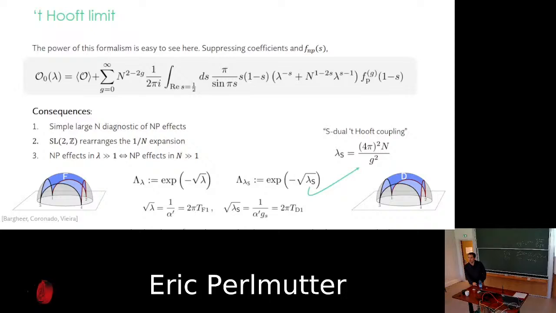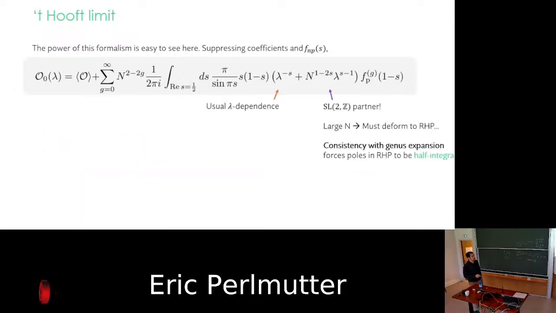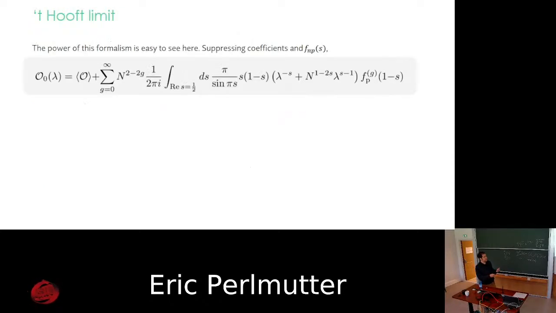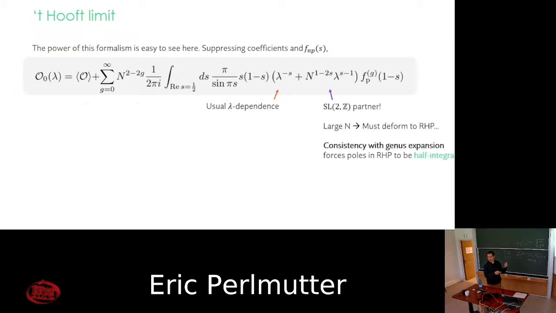You have skipped from the large... Sorry, can I ask again? I just didn't hear. That was the part that you skipped in the middle of the talk. Okay, thanks. I wanted to explain this formula a little bit better, but basically, when you develop the 't Hooft limit, you take the zero mode, you trade y for N and lambda, and then you need to know what the large N expansion of the overlap is. There's a simple argument for that. It leads to this, where I'm suppressing some details. And this has various features, one of which is the one I just said.